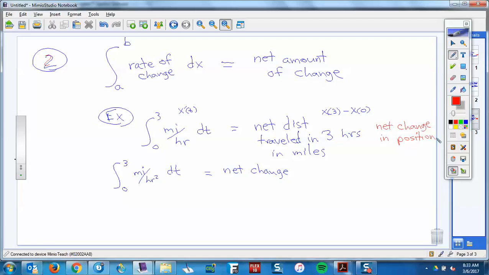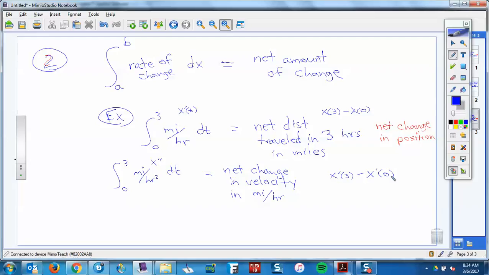Okay, but distance traveled is not always bad. But remember, we said when you take a rate of change here, this is the net amount of change. So this would be the net change in position. This would be net change in, what'd you say? Velocity. That's right. And the units here would be miles per hour. So think of this as being like x double prime in here. And so this would be like x prime of 3 minus x prime of 0, correct? So it'd be like your final velocity minus your initial velocity. So it'd be the net change in velocity.